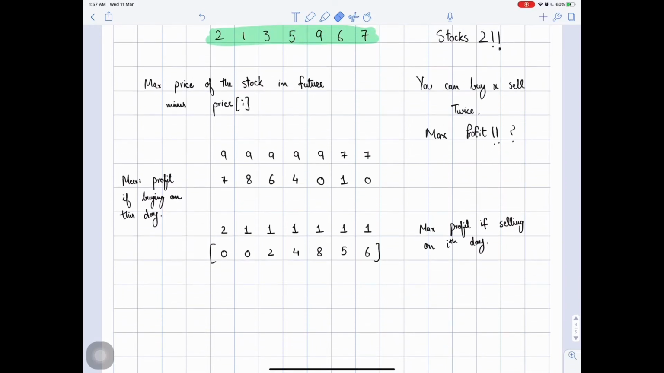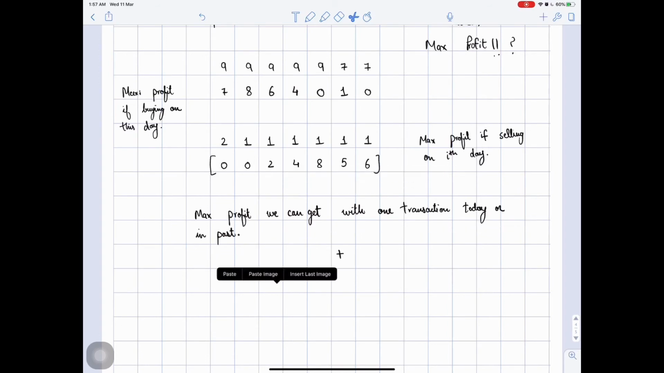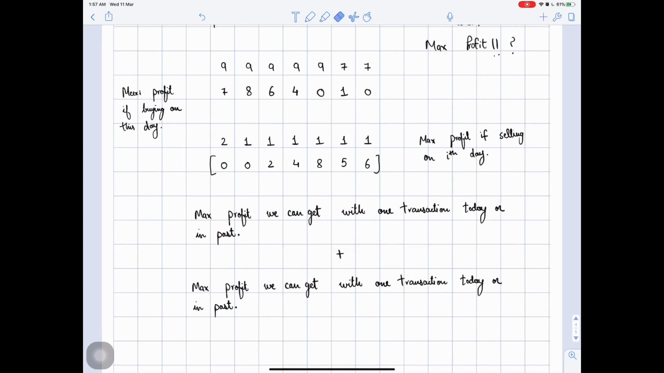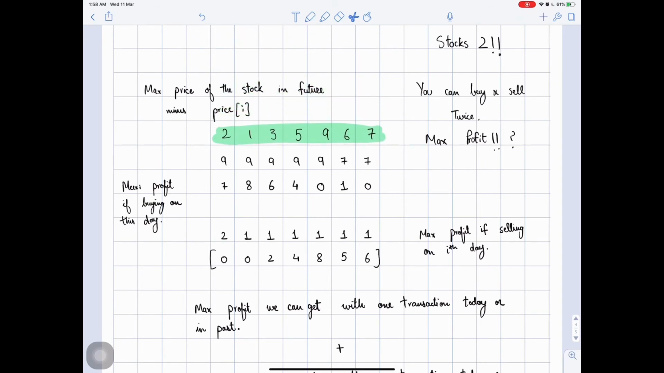Our main strategy to solve this problem is that for every index we need to figure out the maximum profit we can get with one transaction today or in the past, plus the maximum profit we can get with one transaction today or in the future. So for each and every day, if you add these two values, then you will definitely get your answer. Now we should figure out how we can get that.